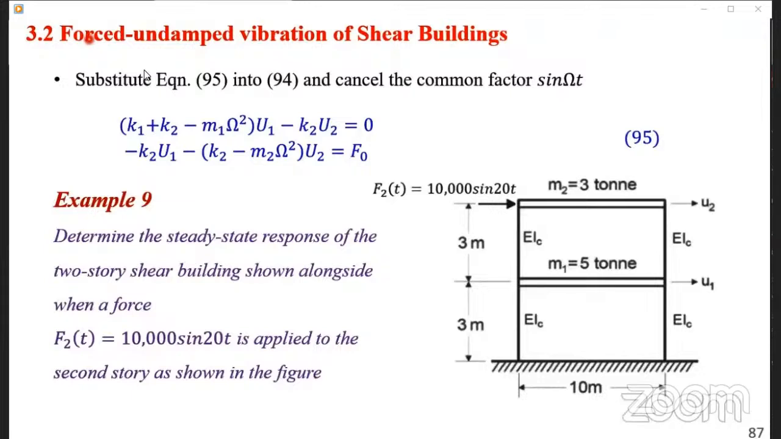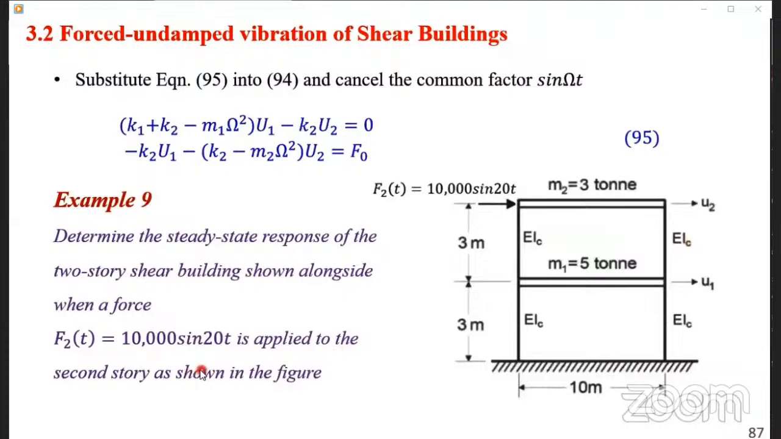For our understanding, I found it necessary that we move with an example, example 9, as shown here. You're given a 2-story building. The mass is given for the 2 levels. At the second floor level there is an external load applied, a forcing function. Of course, there are 2 degrees of freedom and there will be 2 displacements, U1 and U2. You're given the flexural rigidity for the column, EI, the floor-to-floor height, the bay length, and the length of the beam. You are required to determine the steady state response of the 2-story building.